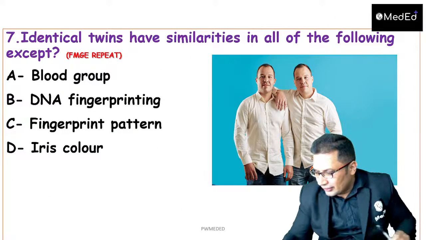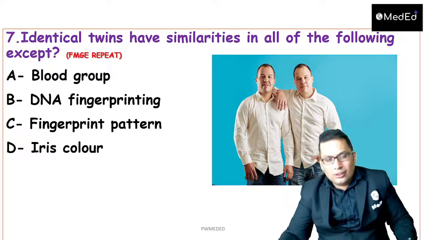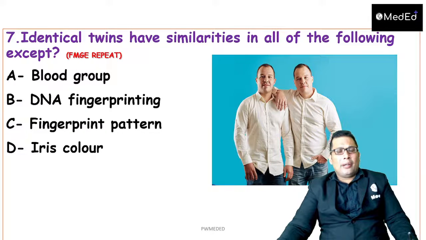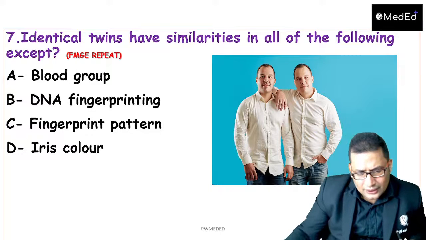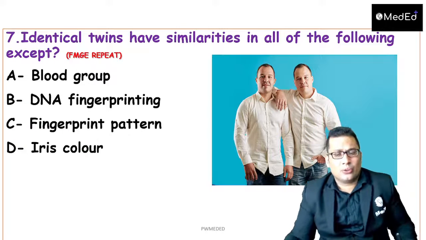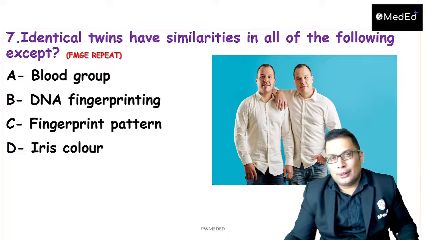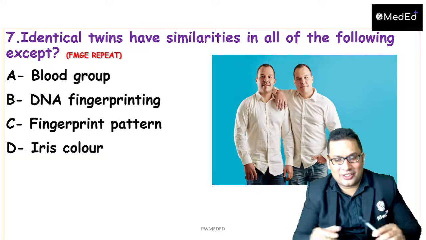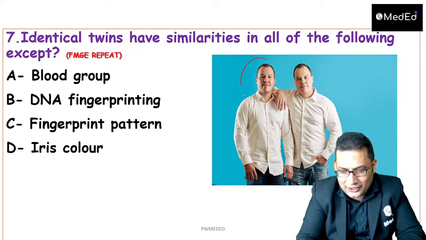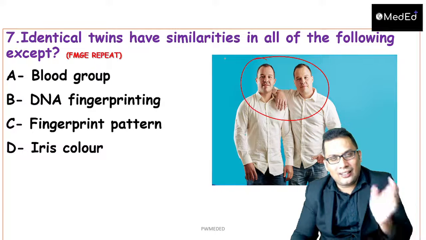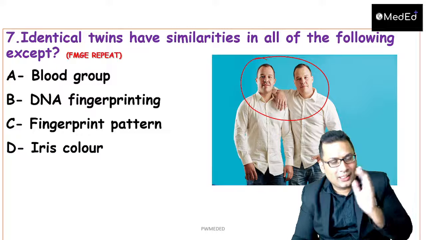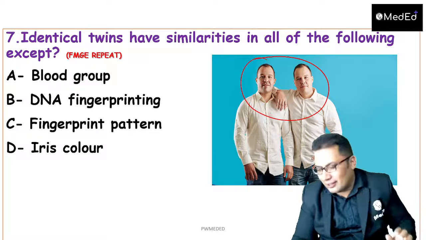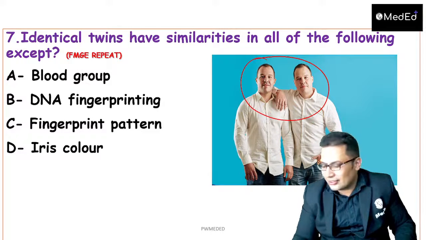Next question, 7th. Identical twins have similarities in all the following except. Identical twins, you know, there is a beautiful picture showing identical twins. Identical twins are all similar except, is the question. Options are blood group, DNA fingerprinting, iris color. What is the answer?